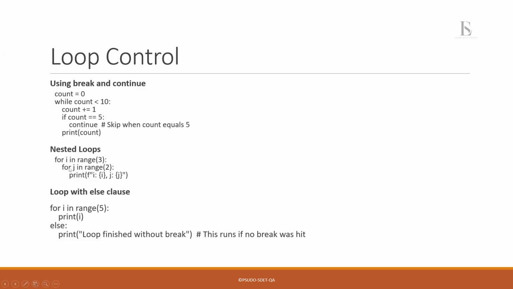And then we have nested loops. You can use multiple for loops. These would be advantages when you have web tables. You have to go through each row and column. You can use multiple for loops to just traverse your rows and columns there.